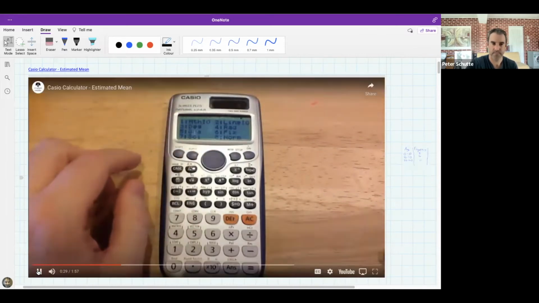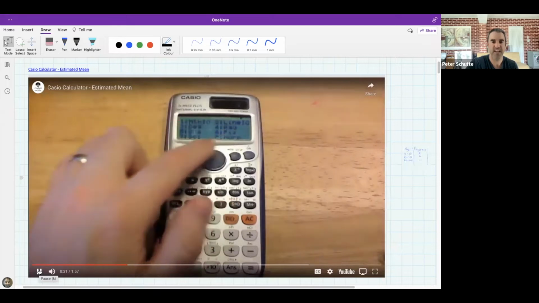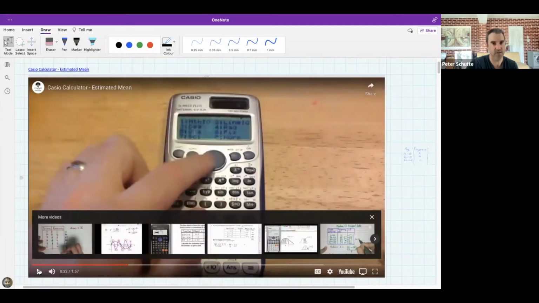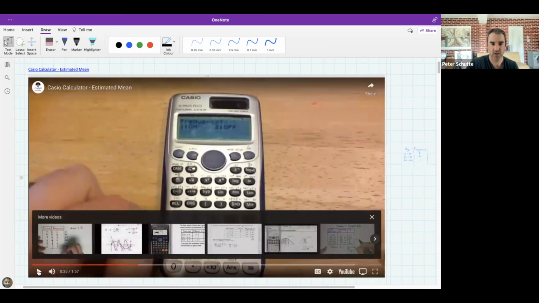So again, he said we need to add a frequency column to our data set. And so that's the first step we're going to need to do, because our group data table always has a frequency column. He hit down, and then he hit number 4, and you can see the word stat.